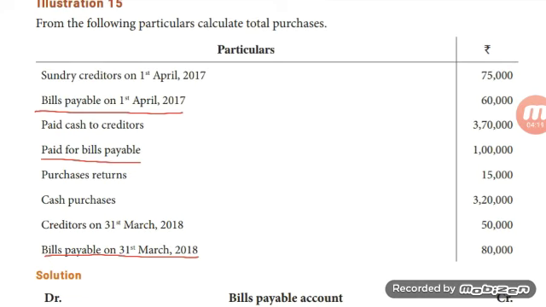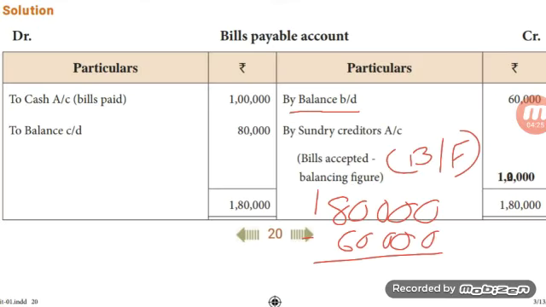Now we entered all items in bills payable account, then find the balance. The unknown figure bills accepted during the year can be calculated by finding the difference between debit total and credit total. Debit total is 1,80,000 and the credit total is 60,000. The difference between the two is 1,20,000. Children, 1,20,000 is the amount of bill accepted during the year.